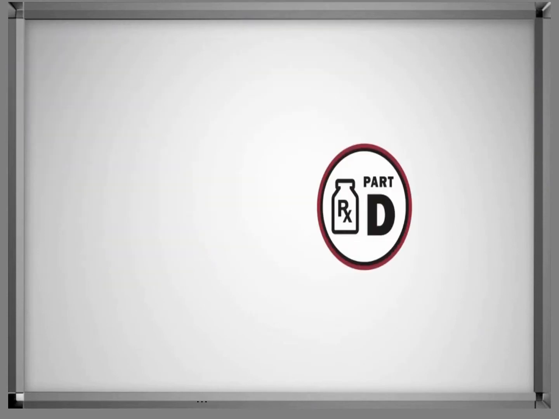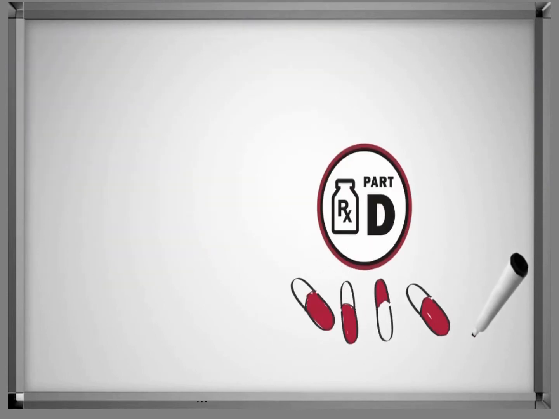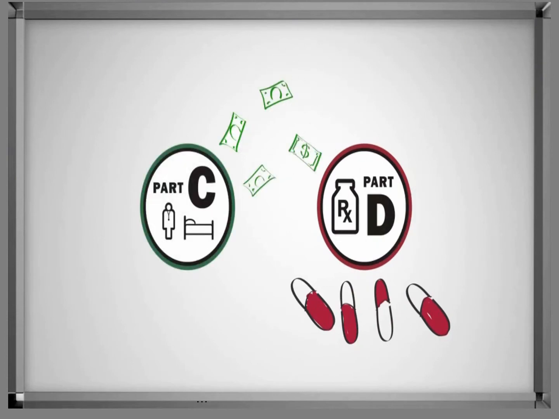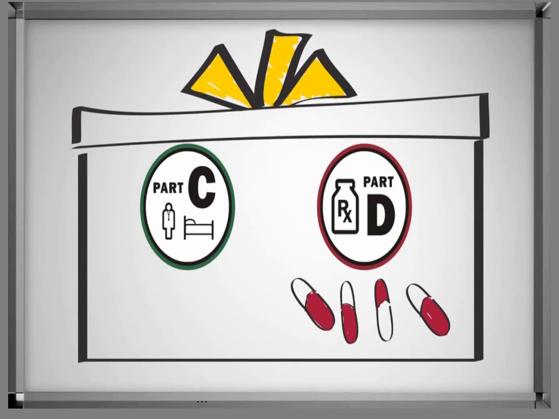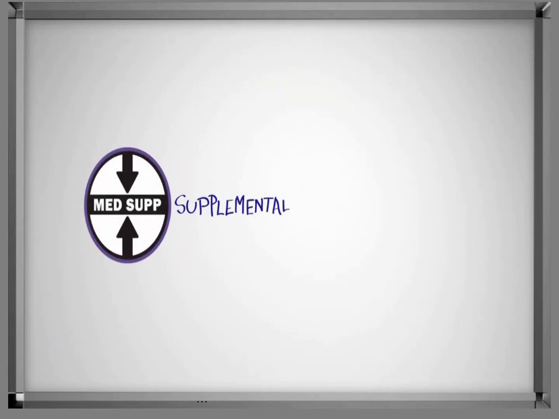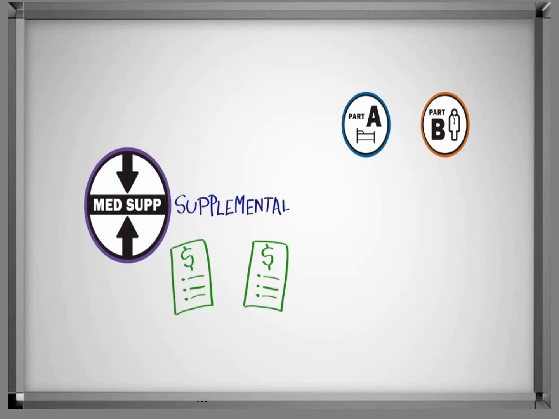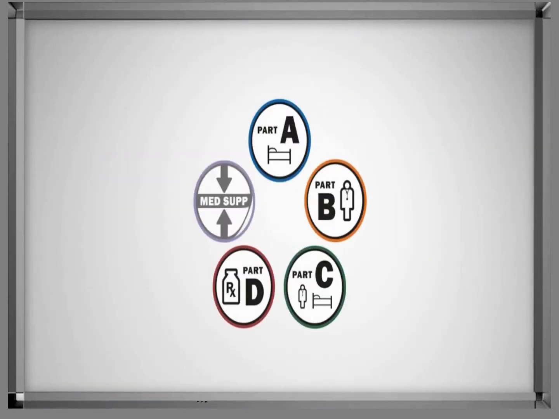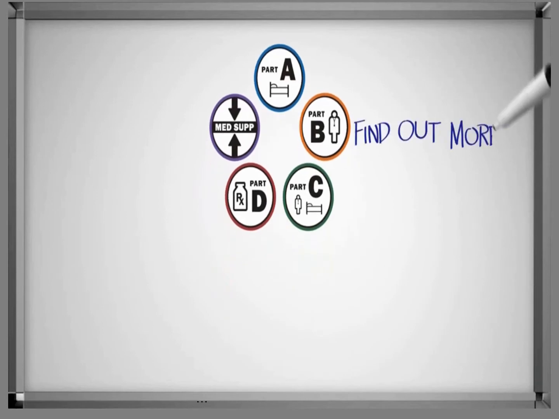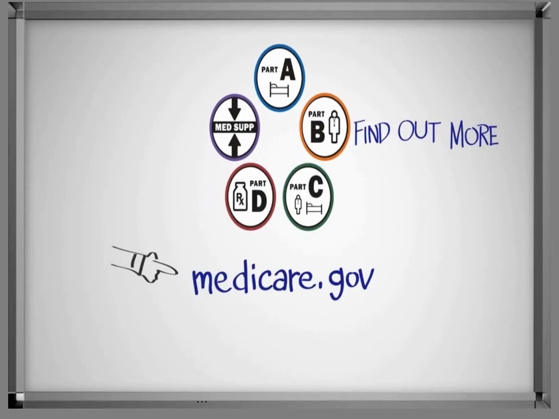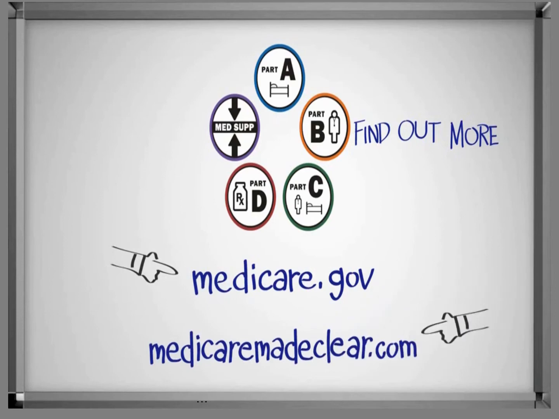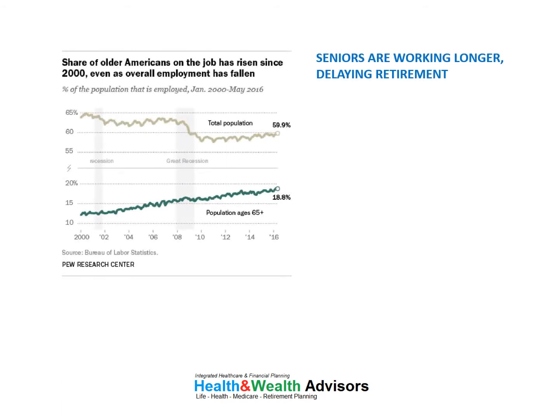Then there's Part D. Part D is prescription drug coverage. Now, you can buy it on its own, or you can get it with Part C and wrap the whole thing up in one neat little package. You can also buy a supplemental policy if you want. They're called that because they cover some of the costs not included in A or B. Well, there you go. Those are the basics. Still want to know more? Go to Medicare.gov or check the other videos in this series at MedicareMadeClear.com.